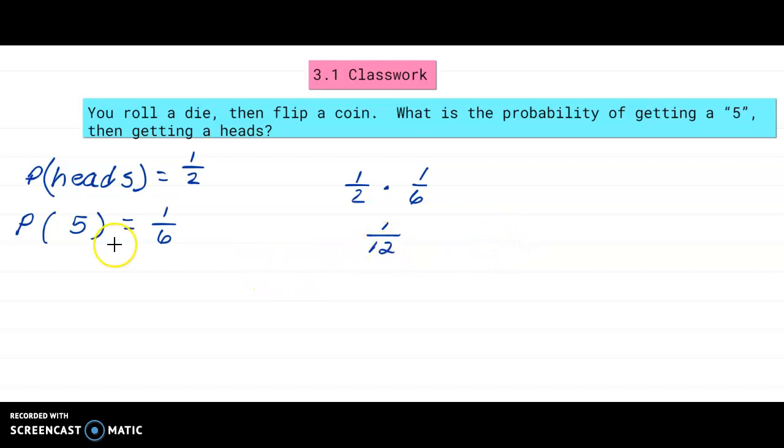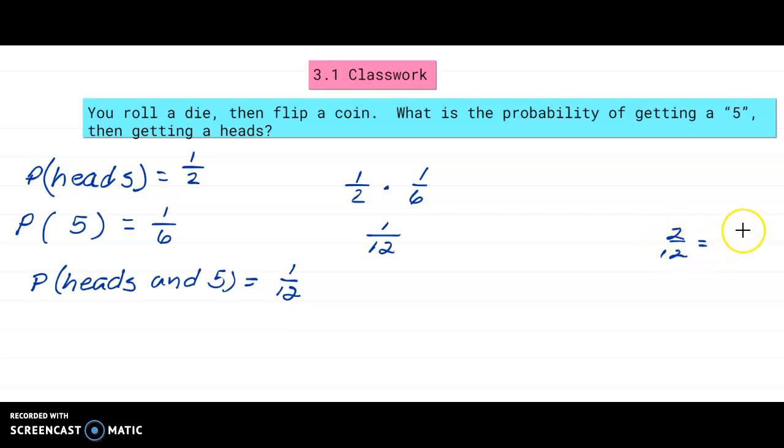So we would say the probability of getting heads and 5 equals 1 out of 12. Now, if you had a fraction here that you could reduce, you would want to reduce it. So let's say the probability was 2 out of 12, then we would reduce that to 1/6. I divided by a giant 1, 2 over 2, and I got 1/6. But here we're fine because we can't reduce 1/12.